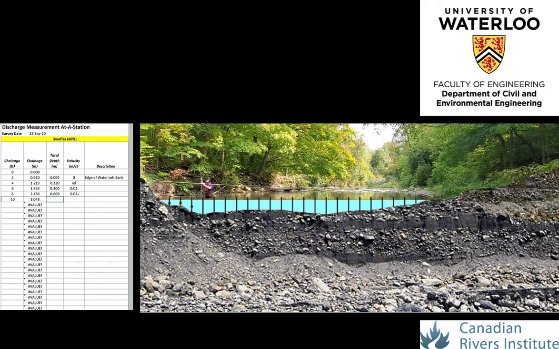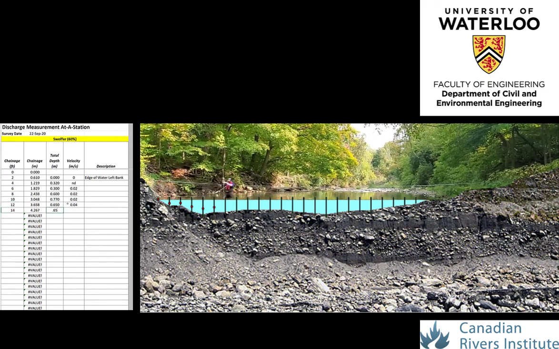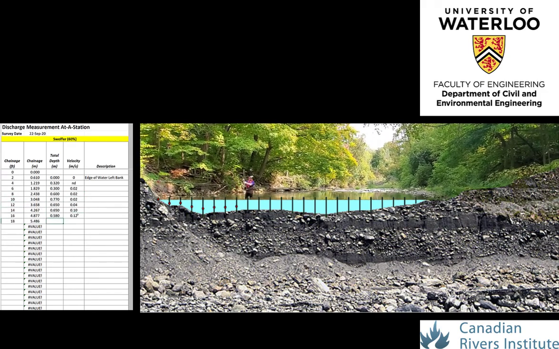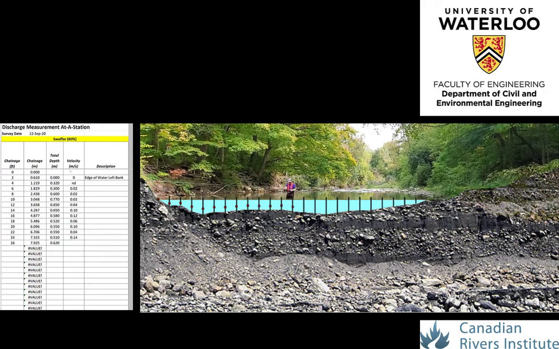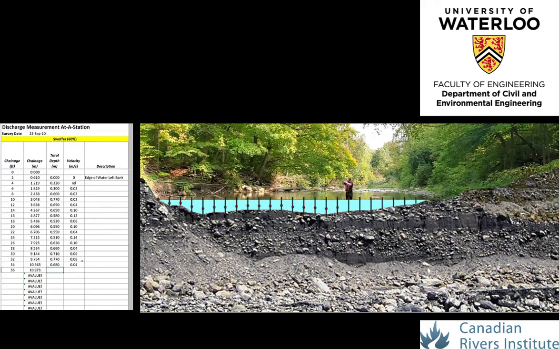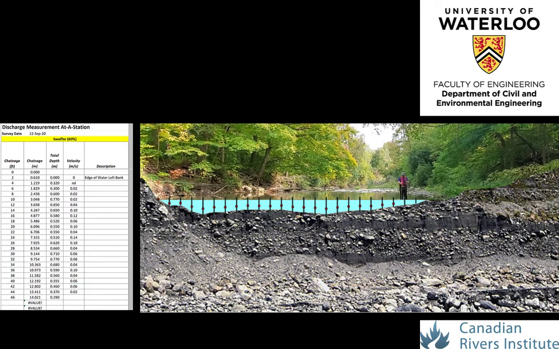Measurements proceed onwards across the cross-section at 2-foot spacing towards the right bank of the channel. The cumulative change, total flow depth, and time average measured velocities at depths 40% above the stream bed are measured at each vertical panel location and called out to the second field person to be recorded.